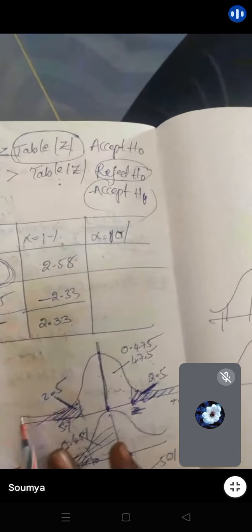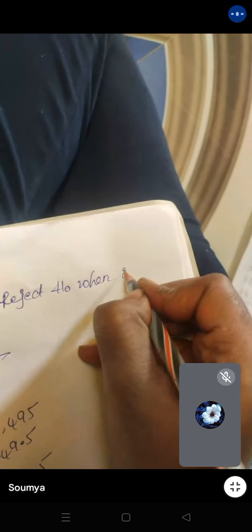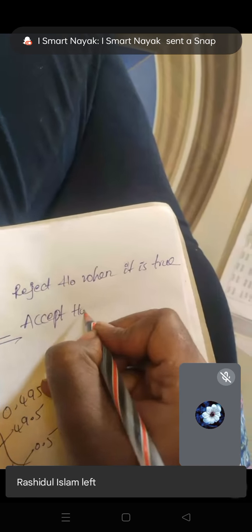Here we have type 1 error and type 2 error. What is meant by type 1 error? Reject H naught when it is true. Accept H naught when it is wrong. So these are the statements. Type 1 error means reject H naught when it is true. Type 2 means accept H naught when it is wrong.